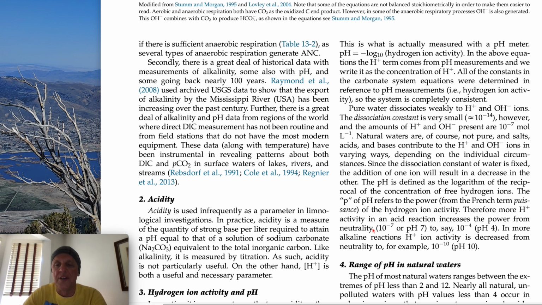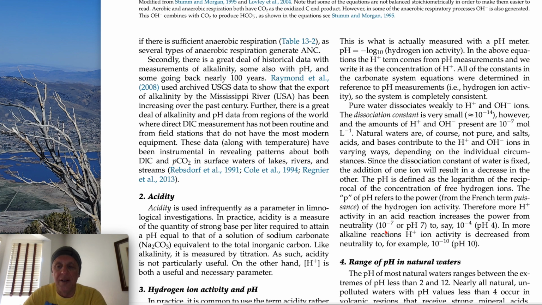In the above equation, the H+ term comes from pH measurements, and we write it as the concentration of H+. All of the constants in the carbonate system equations were determined in reference to pH measurements, for example, hydrogen ion activity. So the system is completely consistent. Pure water dissociates weakly to protons and hydroxide ions. The dissociation constant is very small, approximately 10 to the minus 14. However, the amount of H+ and hydroxide present is 10 to the minus 7 mole per liter.